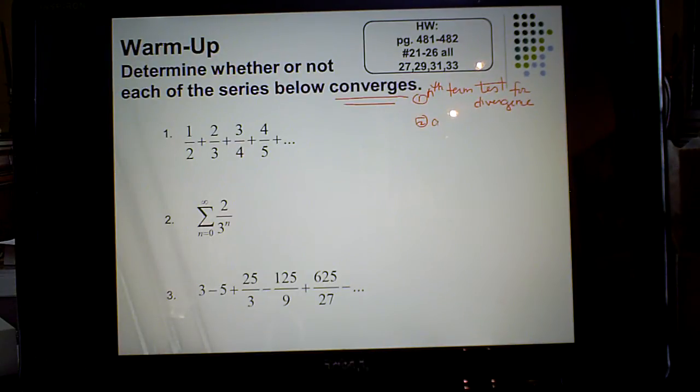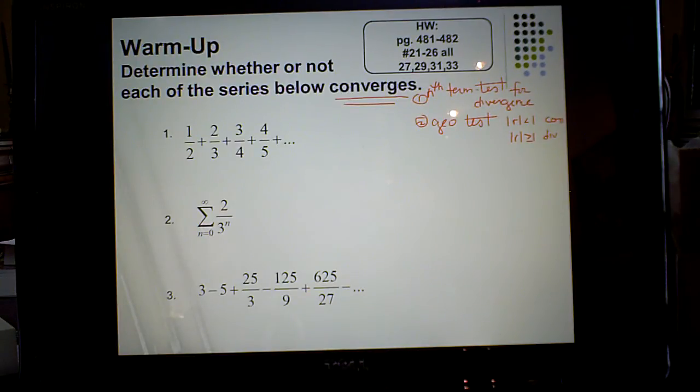and you have the geometric test, really for either one, depending upon what your common ratio is. As long as your common ratio is less than 1, converge. If your common ratio is greater than or equal to 1, diverge.